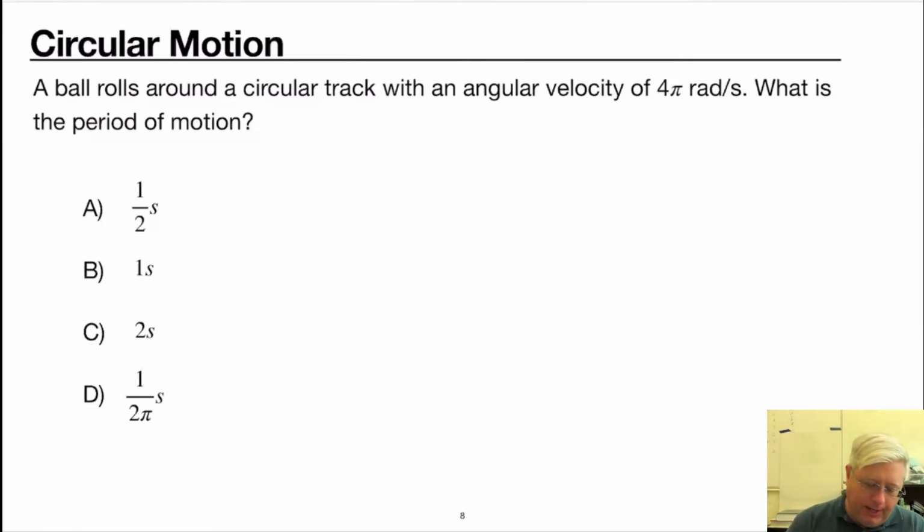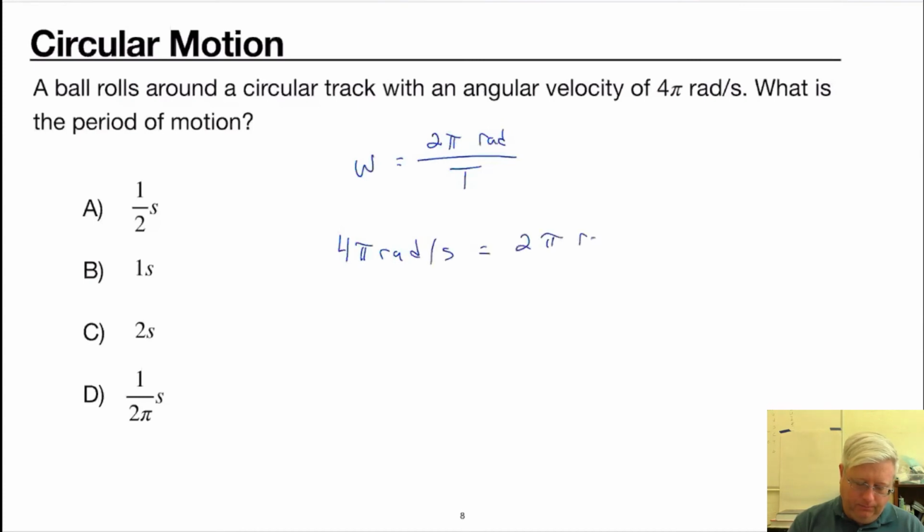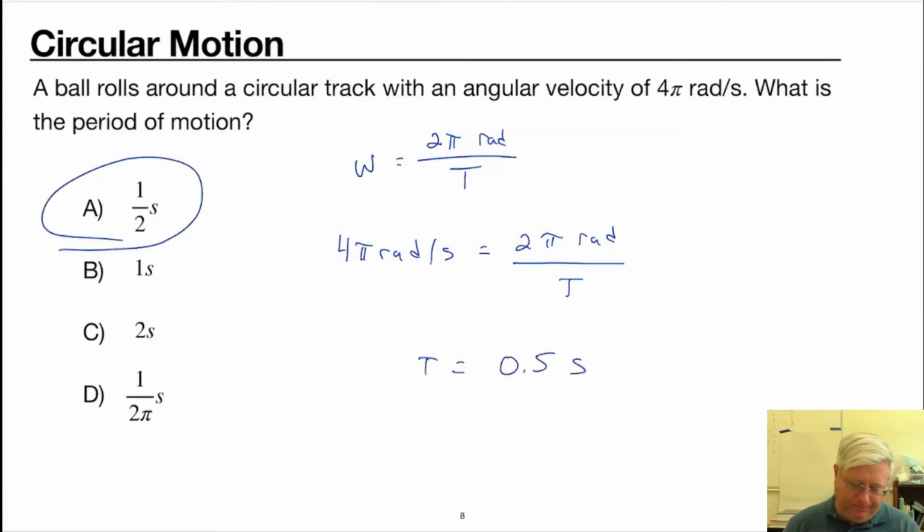All right, so we know that the angular velocity, that omega, is 2 pi radians per period. And we know that our angular velocity, our omega, is 4 pi radians per second. And so if we solve for T, that'll just be 2 pi radians over 4 pi radians per second, which would give us 0.5 seconds.